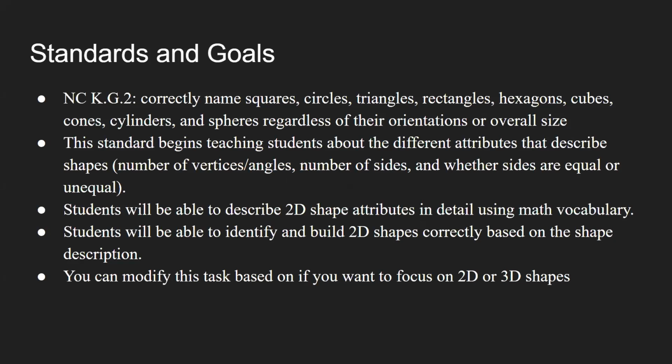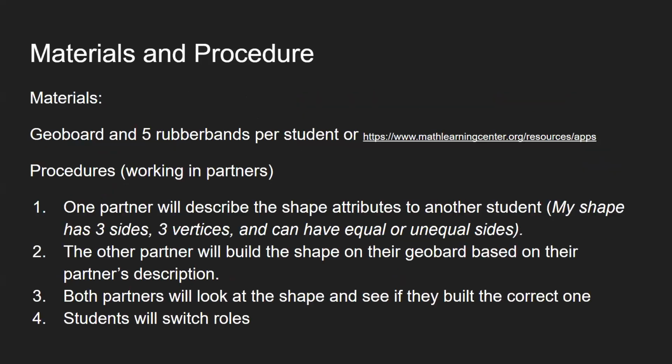They're talking about the number of vertices, angles, the number of sides, and then going into whether those sides are equal or unequal. Students will also be able to describe 2D shapes in detail using math vocabulary, and they'll be able to identify and build 2D shapes correctly based on the shape description. I use this task specifically for describing 2D shapes, but you can use this task for whatever you're trying to get your kindergarten students to focus on.